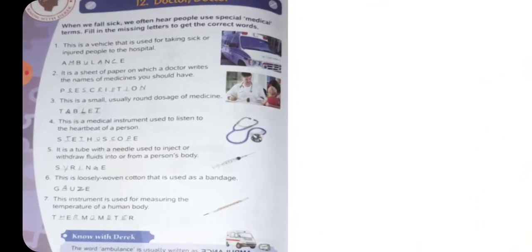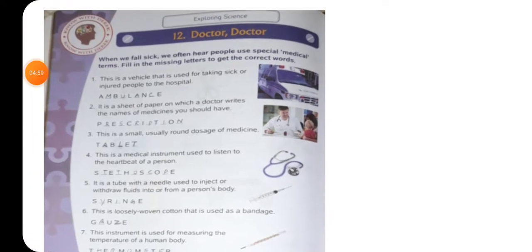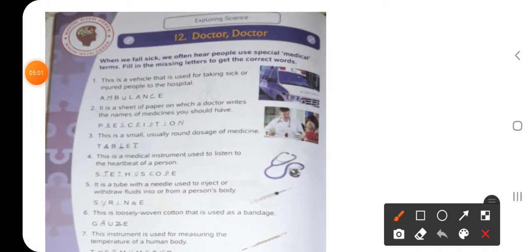Number 1, this is a vehicle that is used for taking sick or injured people to the hospital. So here you see there is a picture of an ambulance, isn't it? So this is a vehicle. So when you are sick, this vehicle helps us to carry those injured people to the hospital. So this is ambulance.